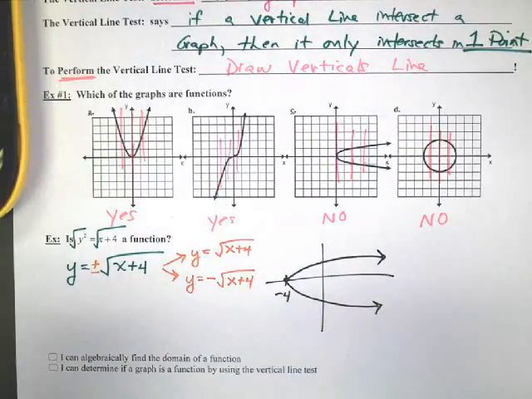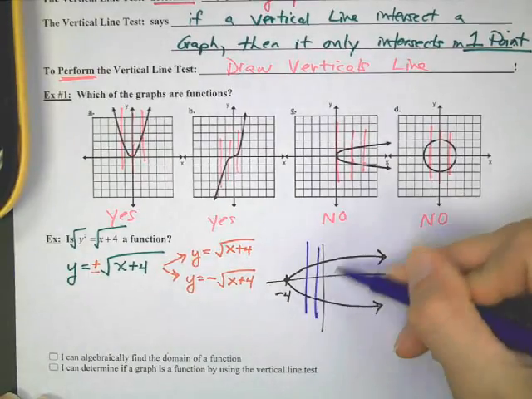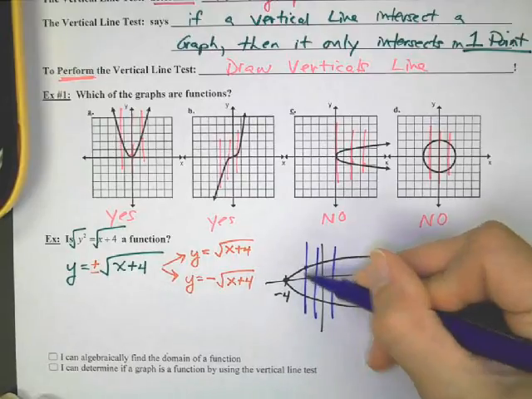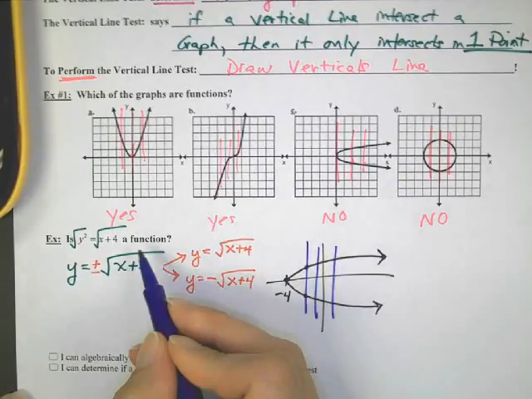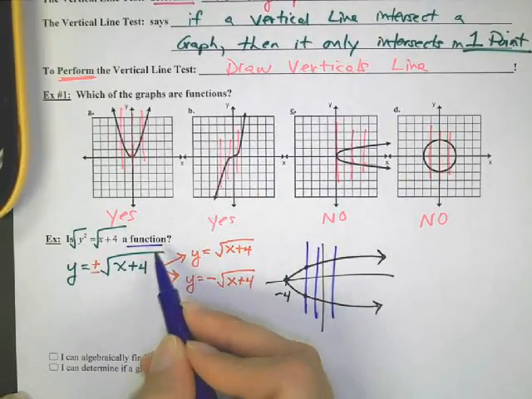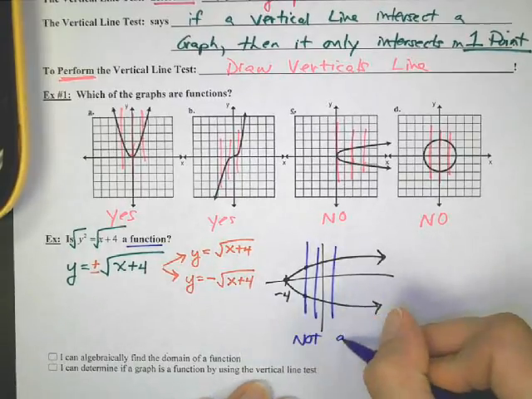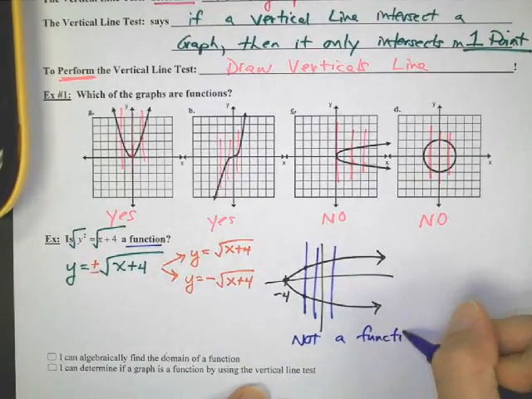Now that you have a really nice graph drawn on your paper, please perform the vertical line test. Here I go. Line, line, line. As soon as one of those lines touches 2 times, you can answer this question. Okay? It is not a function.